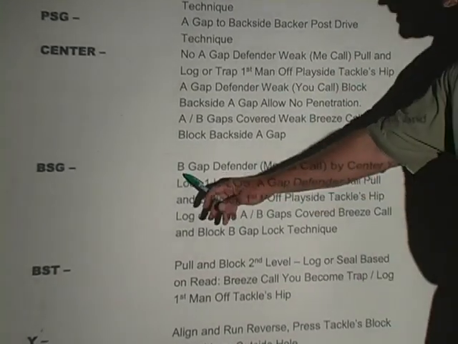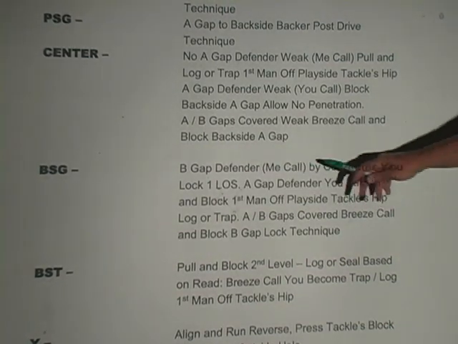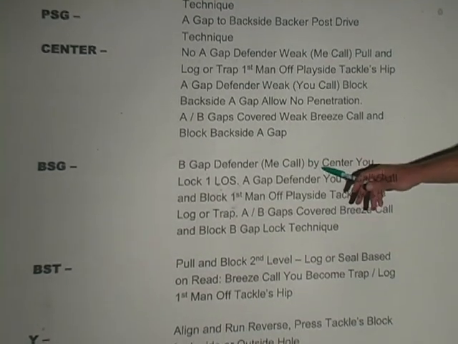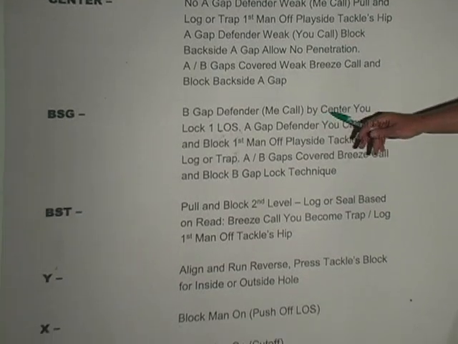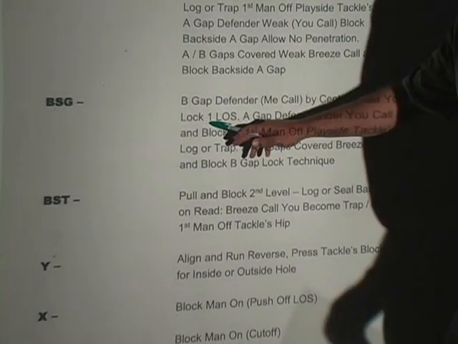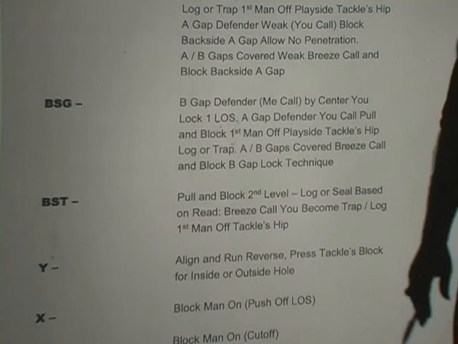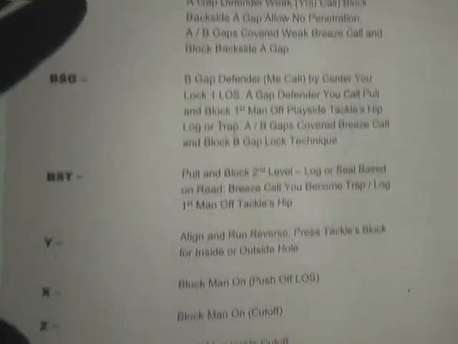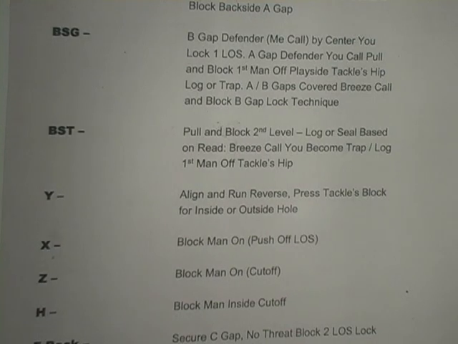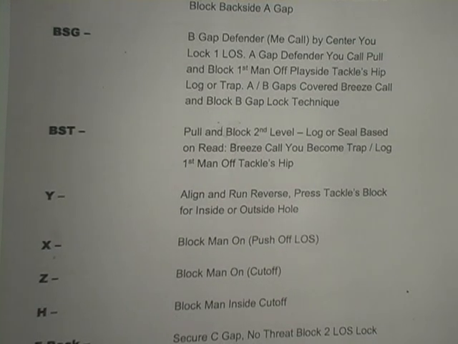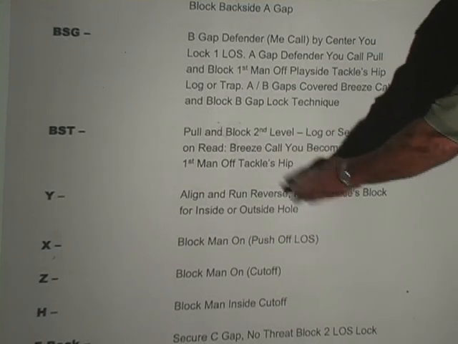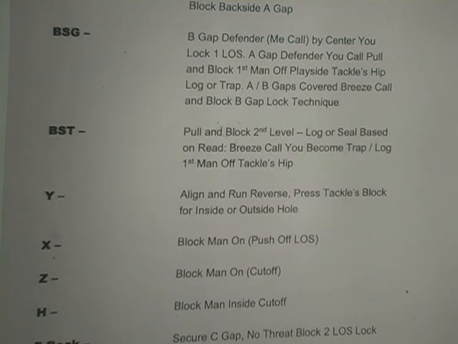All right, backside guard is B gap defender. He gets a me call. That means the center's pulling. By the center, you block 1 LOS. All right, we'll come back and finish this up in a minute. Backside tackle, you're going to pull and block 2 second level, log or seal based on what you read. We'll get to the breeze call in a minute because we got a lot of adjustments off of this play.